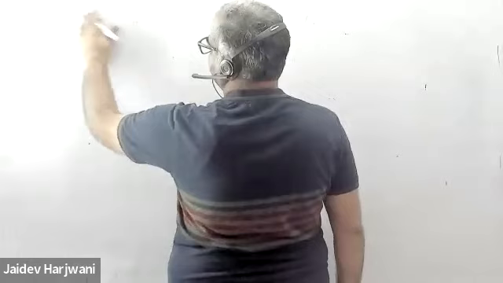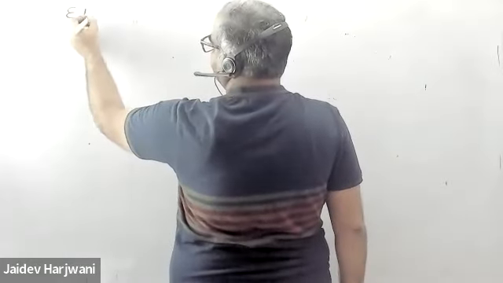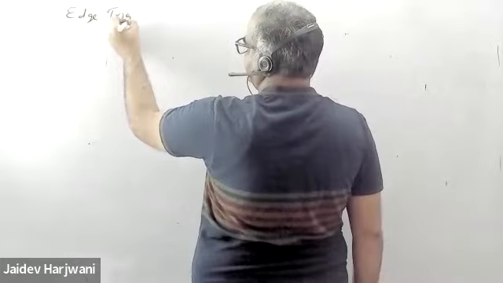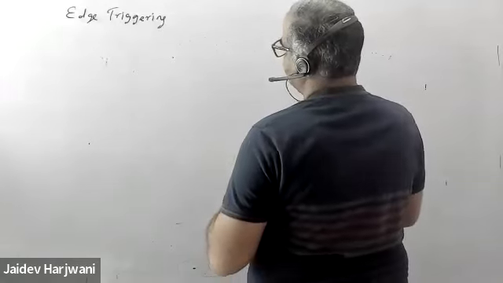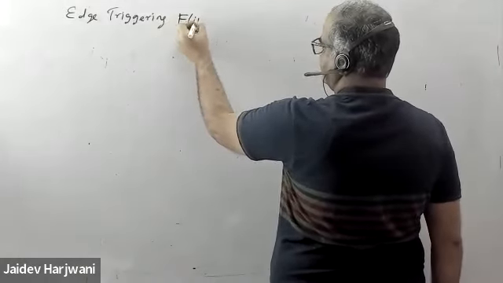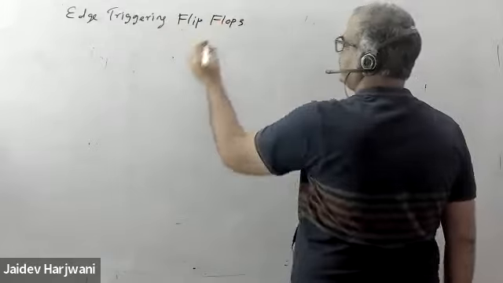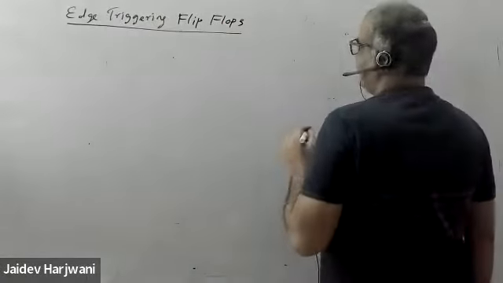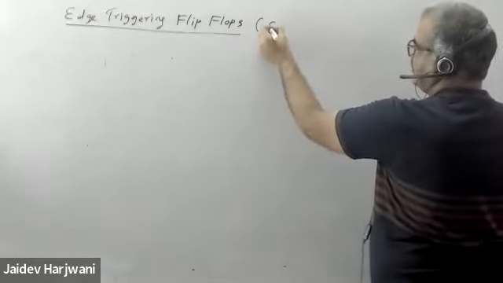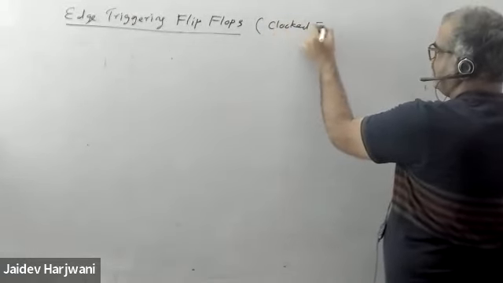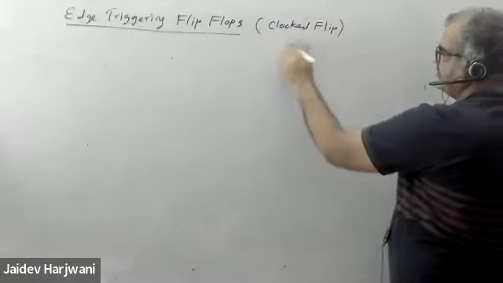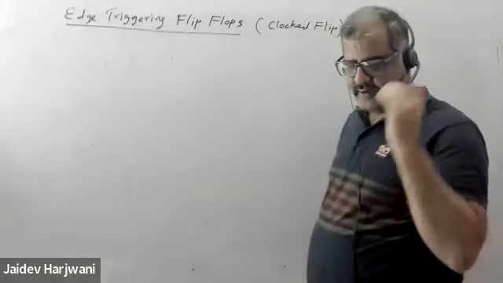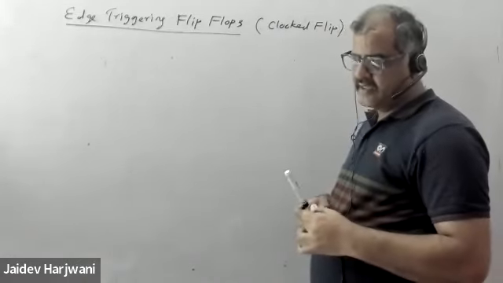Now put the heading: edge triggering flip flops. These edge triggering flip flops are also called clocked flip flops. These flip flops work with the clock. So the clock is just like an enable.